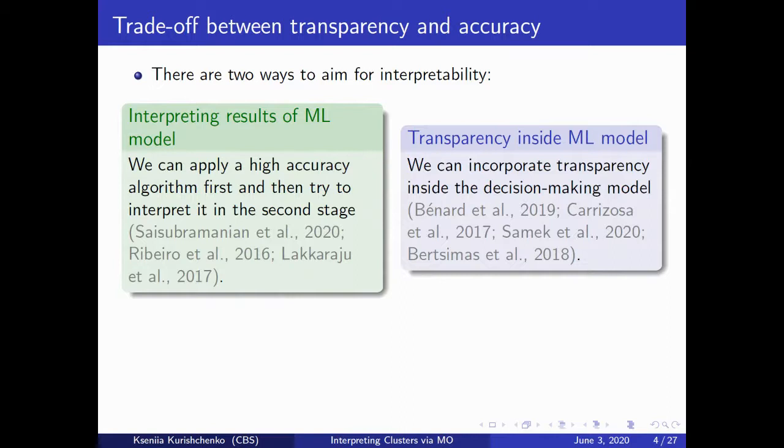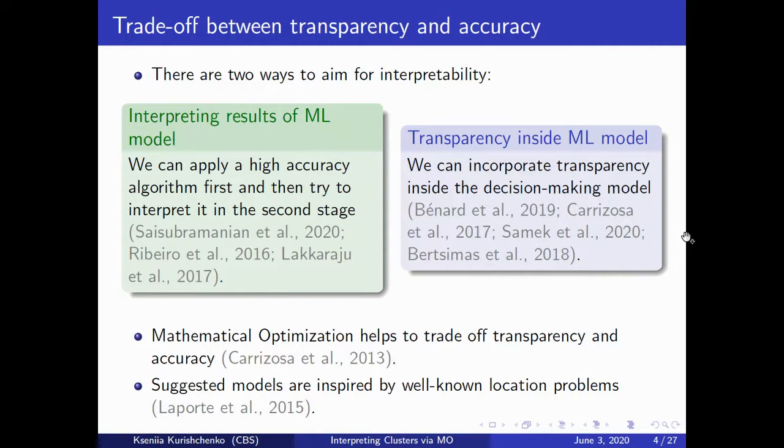First of all, I want to say that there is no common terminology for interpretability. It could be comprehensibility, transparency, or explanatory power. So I will use some of these words. And there are two ways to aim for interpretability. One way, we can apply a high accuracy method in the first stage and then try to interpret results in the second stage. Or we can incorporate transparency into the decision-making model. They have already done some work on it, and in both cases, mathematical optimization helps to trade off between transparency and accuracy.